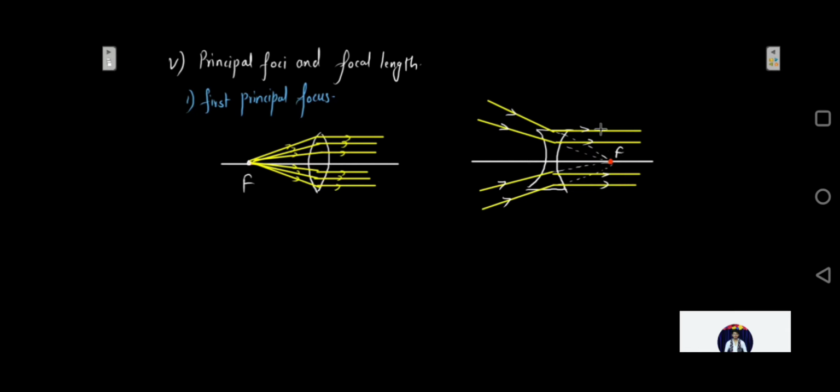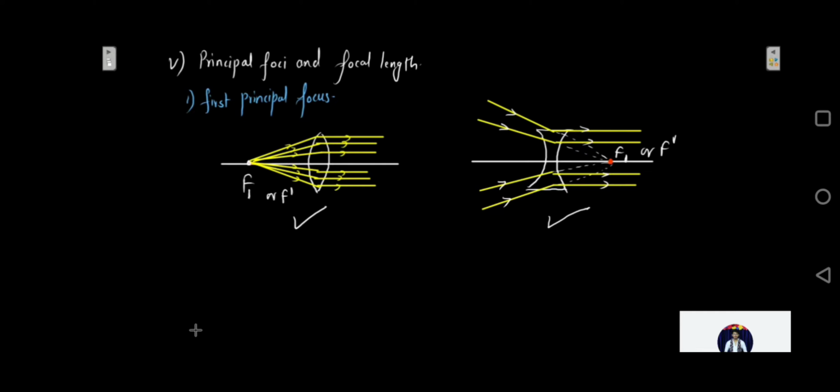a biconcave lens, that is the fixed point on the principal axis, such that the rays starting from this point or appearing to go towards this point, after refraction through the lens go parallel to the principal axis. So this point is called the first principal focus, which is denoted by F1 or by F dash. So this is the point which is called the first principal focus.